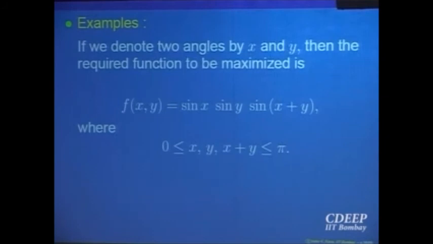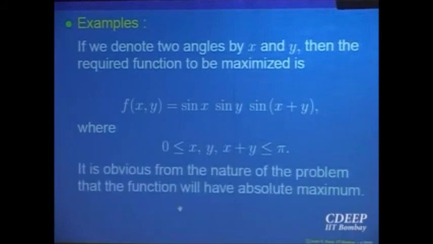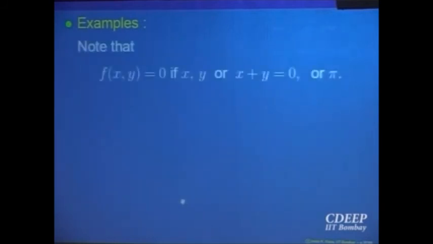So can you ensure that this function will always have an absolute maximum? Yes? One way is, of course, this function is continuous on a closed bounded domain. But even if you look at it this way, sin x, sin y is less than or equal to 1, it is bounded, right? So let us try to analyze by our methods that this has the absolute maximum and we want to find it. This is equal to 0 if x or y or x plus y equal to 0 or pi, right?